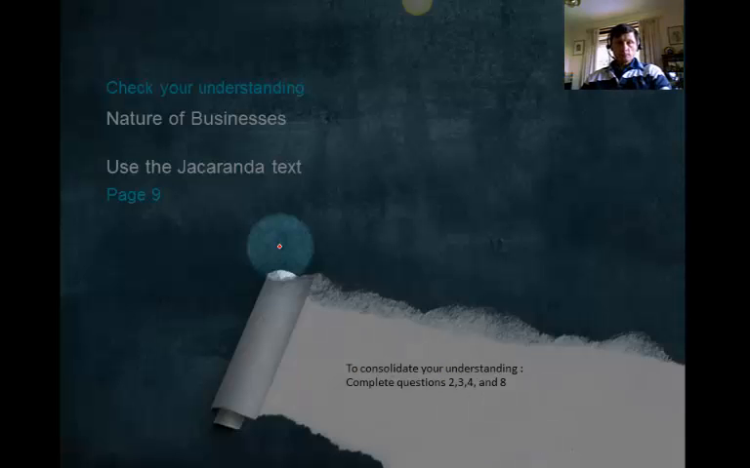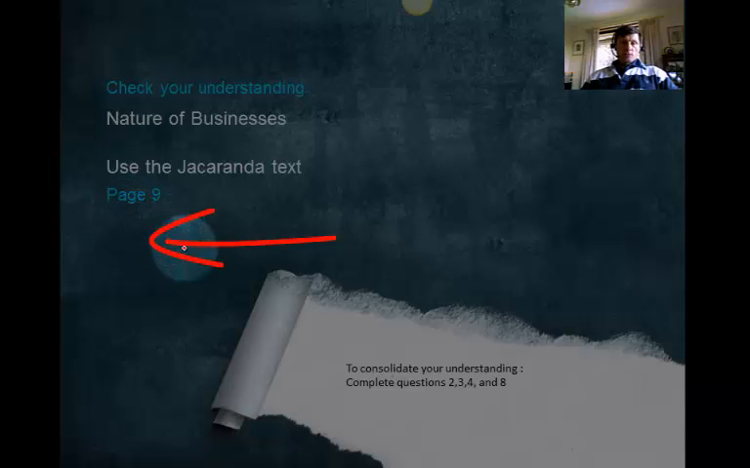Now I'd like you to pause for a moment to check your understanding based on what I've said, and the background reading is in your text. The questions are on page 9. The questions I'd like you to do are questions 2, 3, 4 and 8.